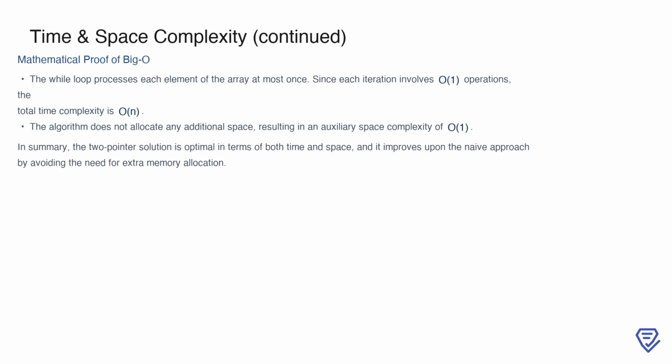Finally, the mathematical proof of the time and space complexity further confirms the efficiency of this solution. The while loop processes each element of the array at most once, and because each iteration involves only constant time O(1) operations, the total time complexity is O(n). Additionally, the algorithm does not allocate any extra memory beyond the input array, which means the auxiliary space complexity is O(1). This makes the two-pointer approach optimal in both time and space, surpassing the naive solution by avoiding the need for additional memory allocation while maintaining linear time efficiency.